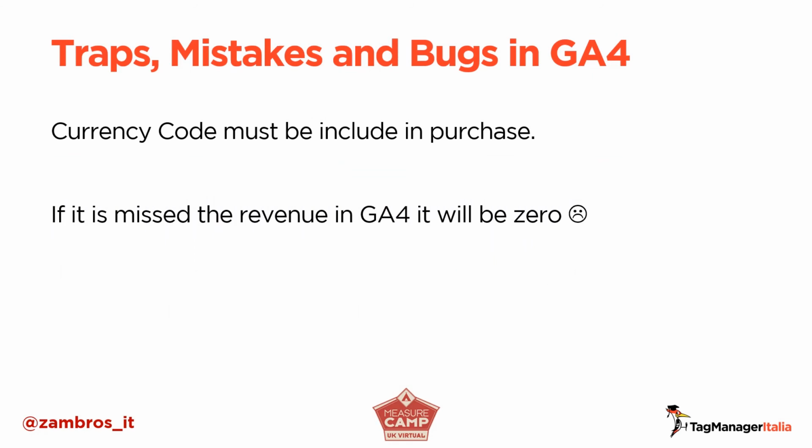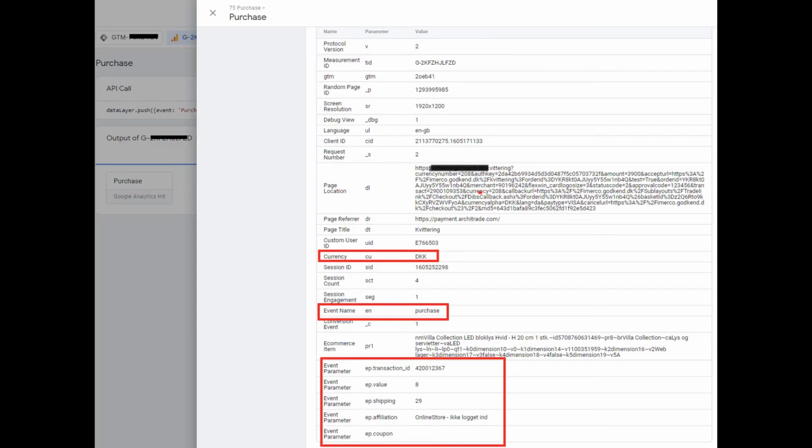The second is the currency code parameter. It must be included in purchase events. If it is missing, the revenue in GA4 will be 0. It's a bug, but be careful about this because it's very, very important. For debugging, you have to check the parameters in the GA4 debug in GTM. Check if all purchase parameters are correct. If they're missing, something is wrong.